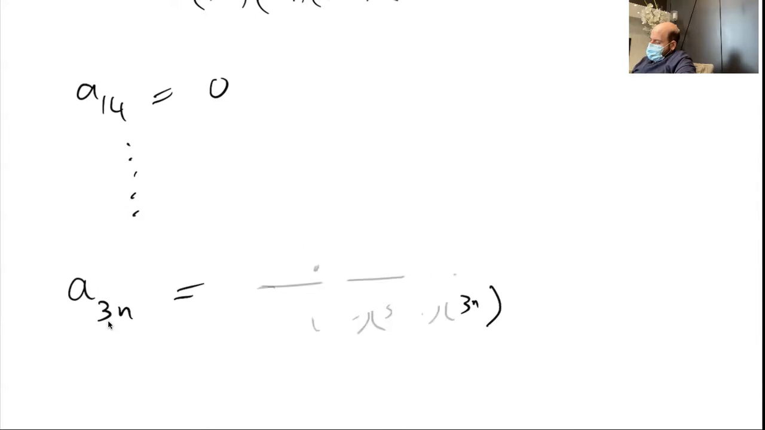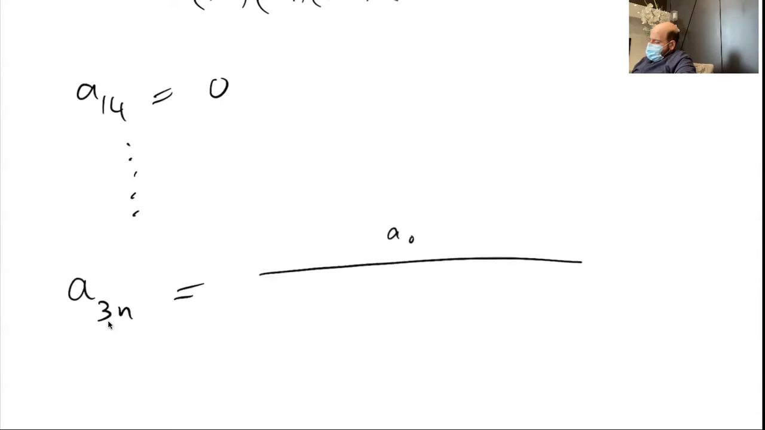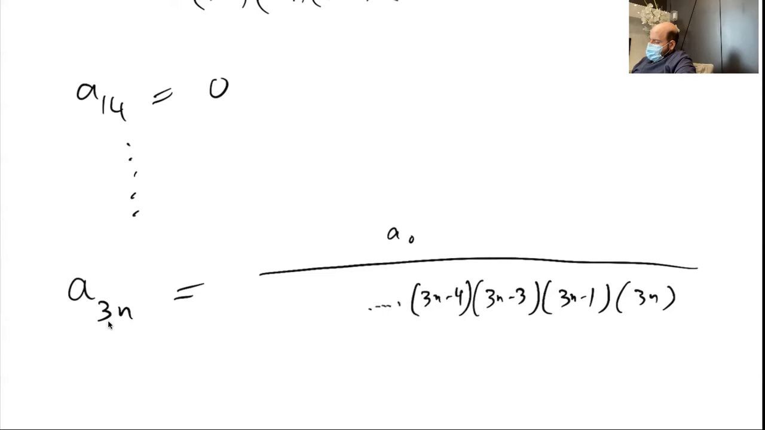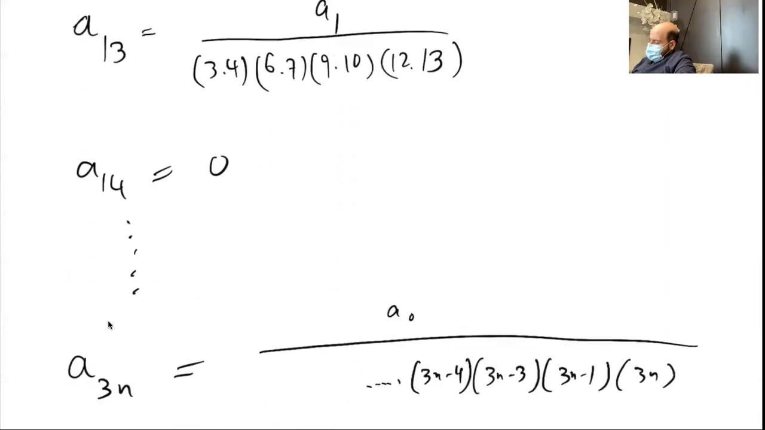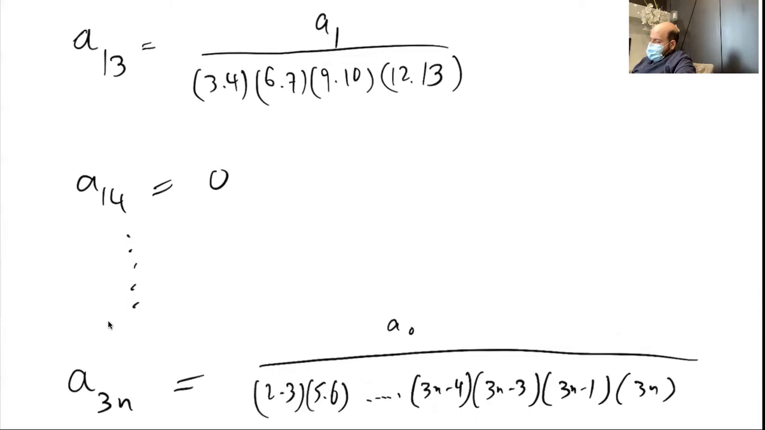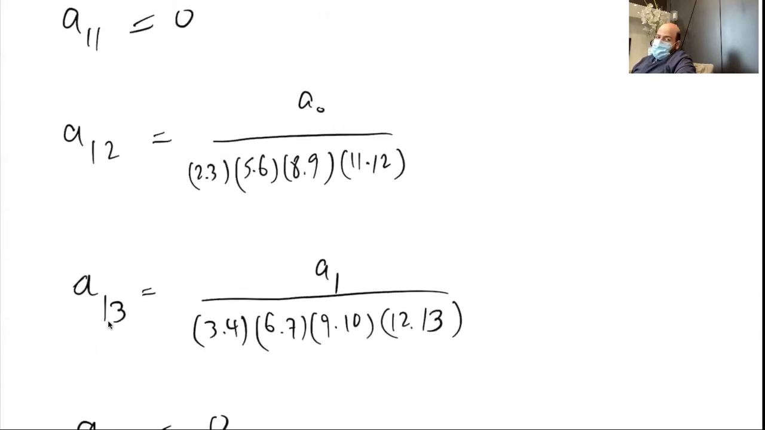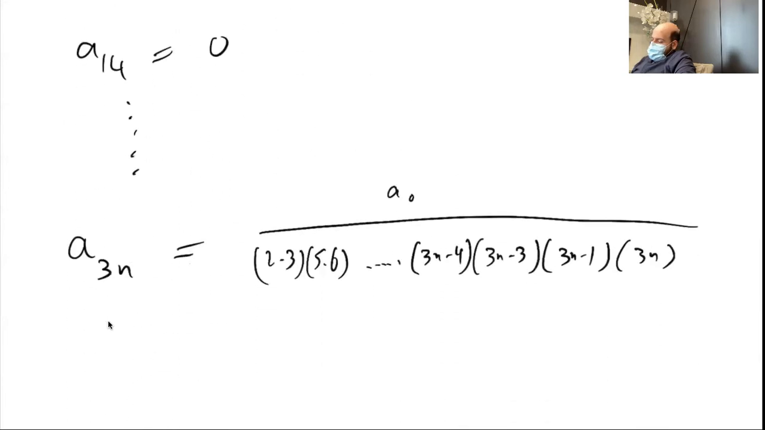I can write a longer denominator so that this can fit. So 3n minus 1, then 3n minus 2 will be missing. 3n minus 3, 3n minus 4. And the first two ones are 3 times 2, then 6 and 5, and then 3 and 2. So this is for A3n.